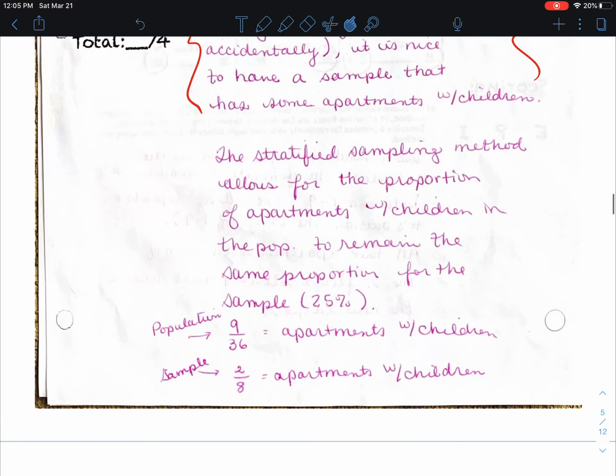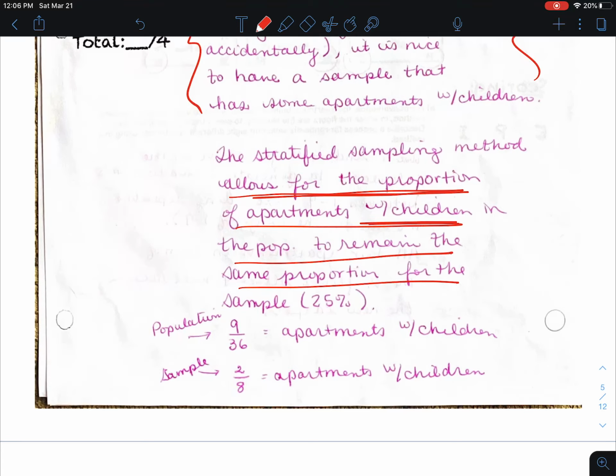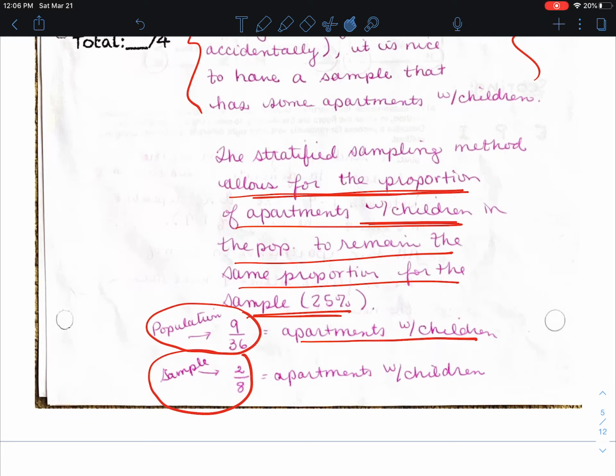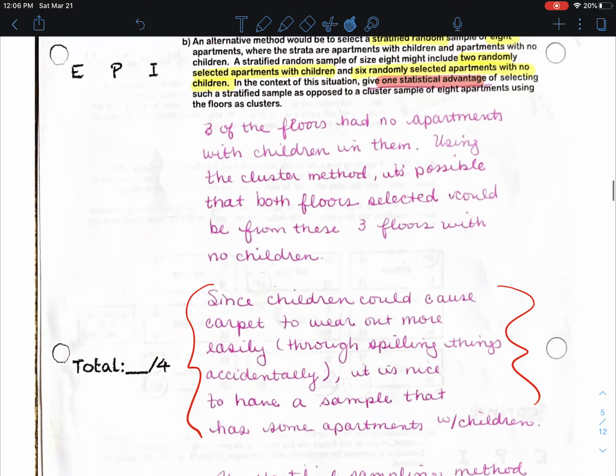And this is why a stratified sampling method is a little more advantageous, because here's why statistically. It allows for the proportion of apartments with children in it to remain the same proportion for your sample. For example, if you look back at the picture, in the population, the entire building, 9 of the 36 apartments had children, and in the sample, it was suggesting that we would pick randomly 2 out of the 8 to have apartments with children. So we're keeping that consistent, so it's in line with what we are seeing with the population. That's why that's kind of a better way to go with this.